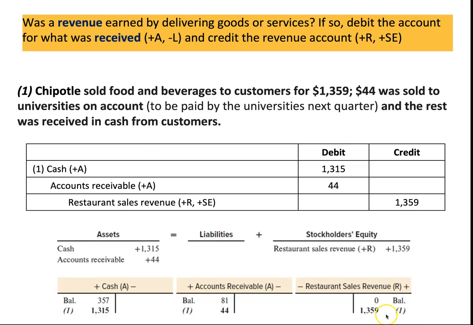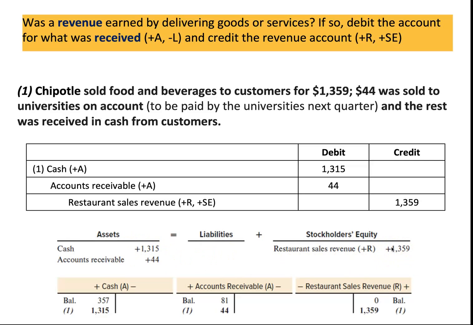On the other hand, you will see that we received cash, and also some accounts are going to be received in the future. Both of these accounts are asset accounts, so when asset accounts increase, they increase on the debit side. So $1,315 cash and then $44 on account. If you add these two numbers up, it should equal the credit side. If you look at the equation, cash increases, accounts receivable increases, and stockholders' equity, retained earnings, increases. Now your left-hand side of the equation equals the right-hand side of the equation.